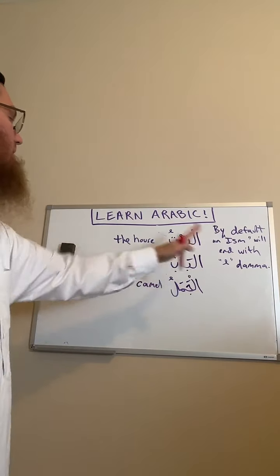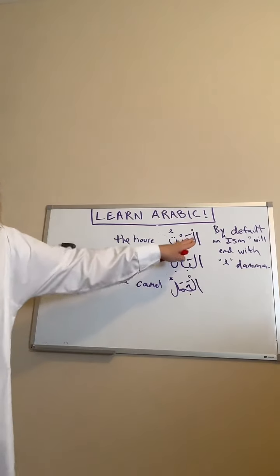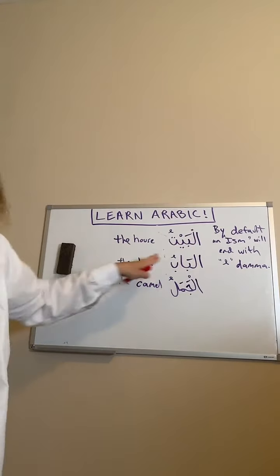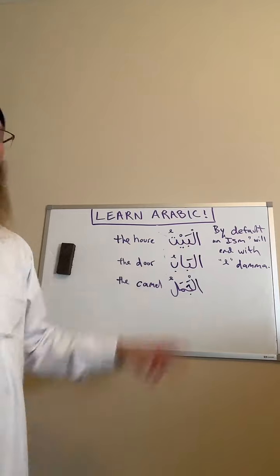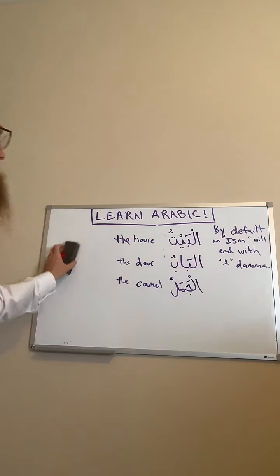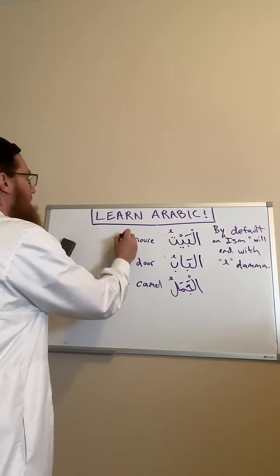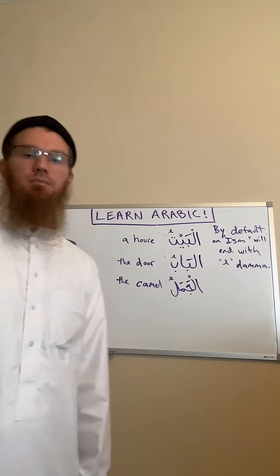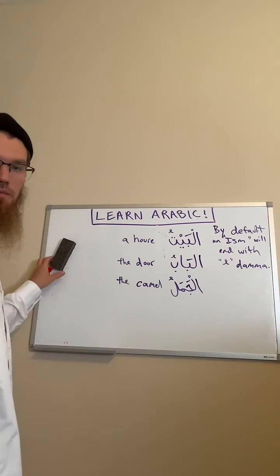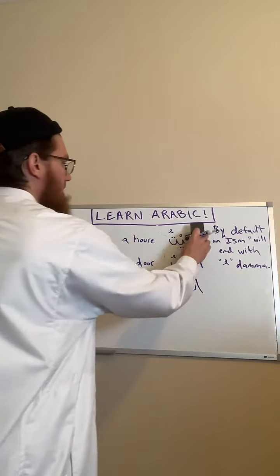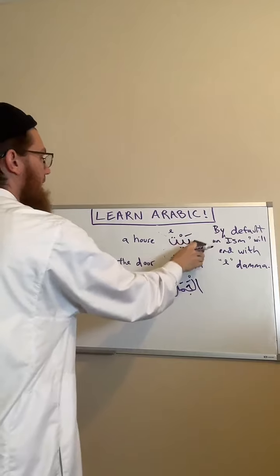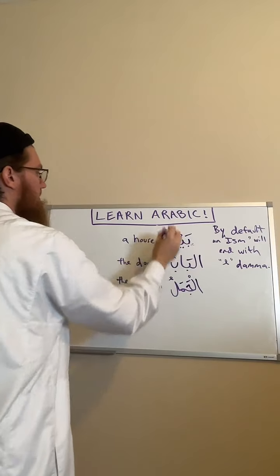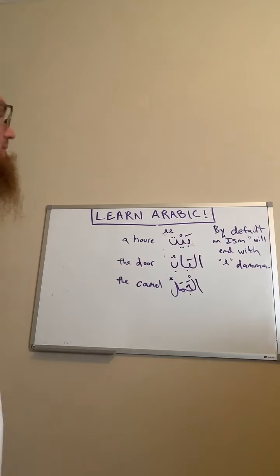Al-jamalu. Okay, now let's go back in reverse. So al-baytu means the house. Al-babu means the door. Al-jamalu means the camel. How would I say a house? What would I do to this to make it mean a house? If I want it to be a house, yes, very good. I would remove the alif lam and I would add another dhamma. So it would become baytun. It would go from al-baytu to baytun, a house.